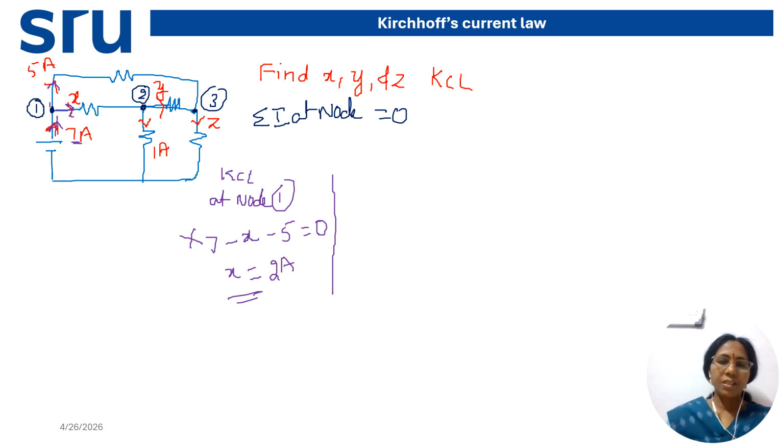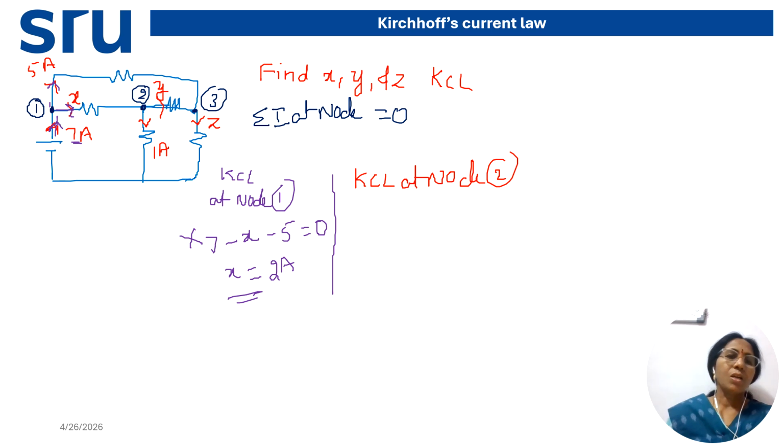Now let us take another color, red. Now here I am applying Kirchhoff's current law at node 2. Okay. Now observe the direction of current. At node 2, this X current is towards the node, so towards the node is plus. Is it right? At node 2 we are applying, that's why it is plus. Okay. This X is towards node 2.